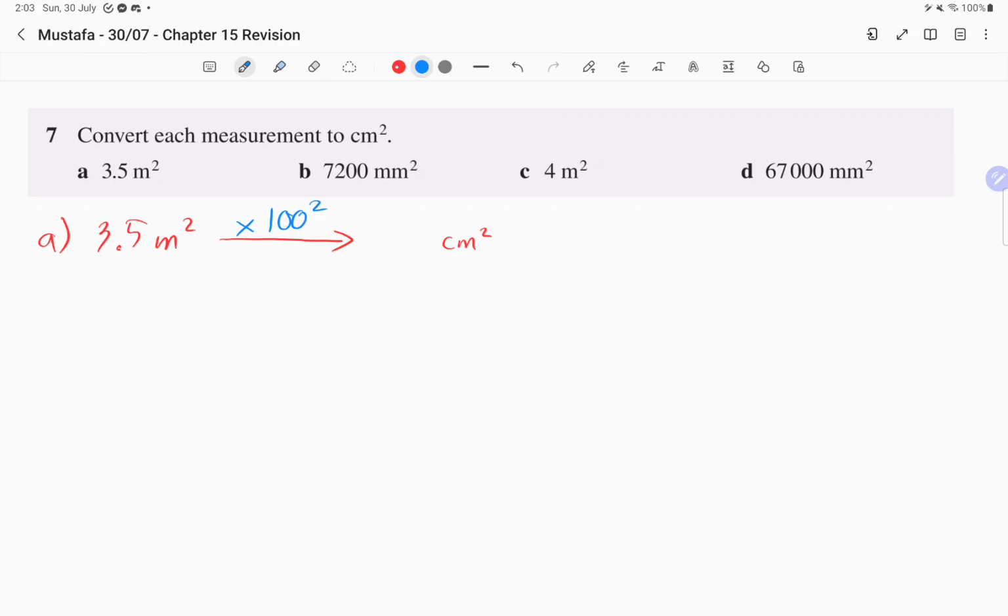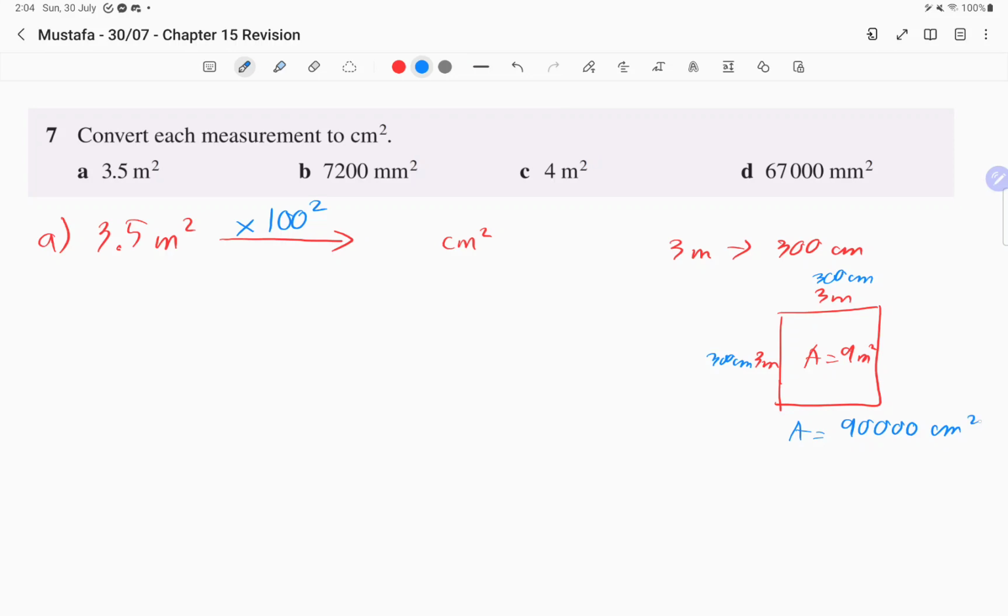No? So put it this way. If it's 3 meters, it will be 300 centimeters, right? But if you're talking about an area, let's say this is 3 meters and this is also 3 meters, then the area would be 9 meters squared. But because this is 300 centimeters and this is 300 centimeters, what's the total area in centimeters? It will be 90,000 centimeters squared. You see how many zeros there are? 4. That's just because two dimensions multiply each other.